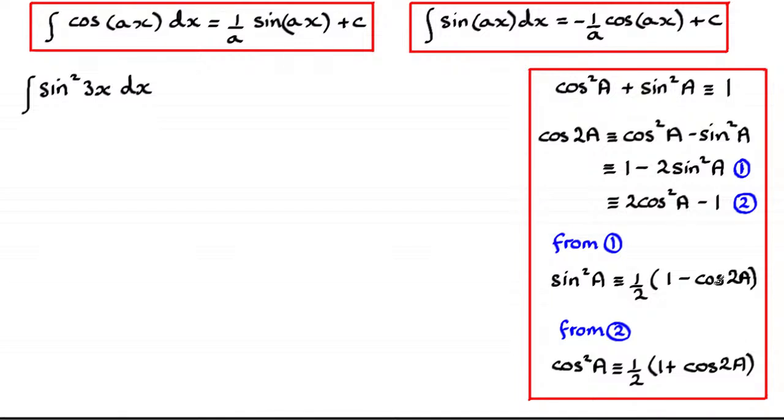So what should you be doing? You should be changing this. We've got this, the A is the 3x. So when we double it, it's got to be 6x. So you should have this integral showing. Right, cool.